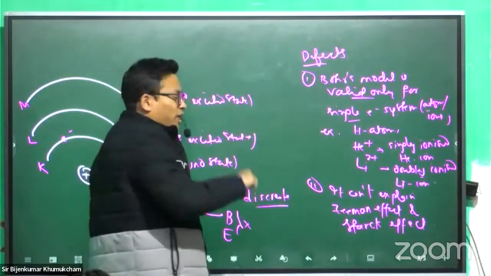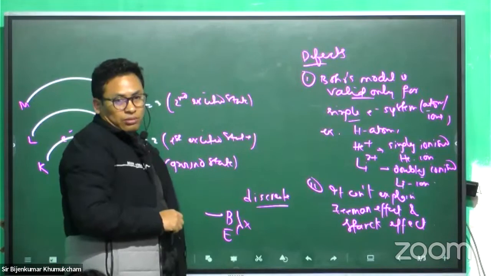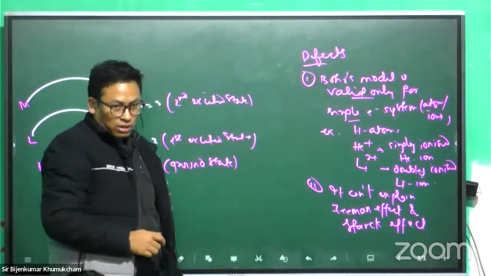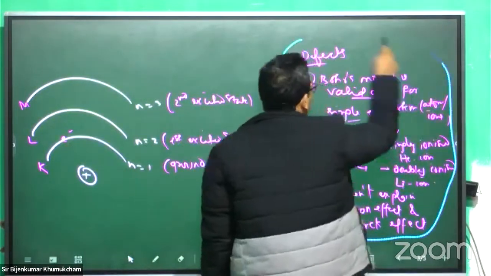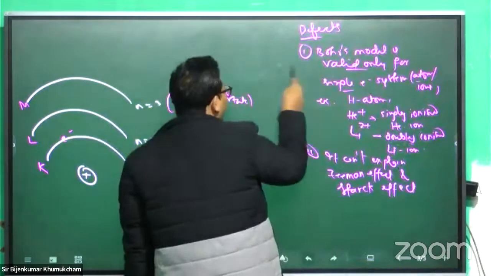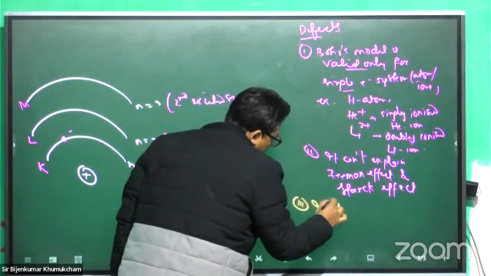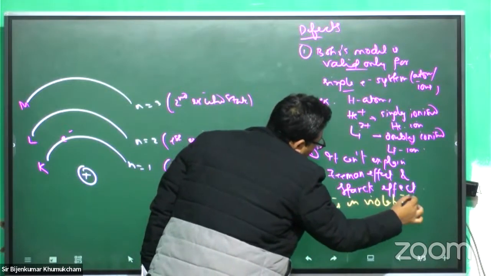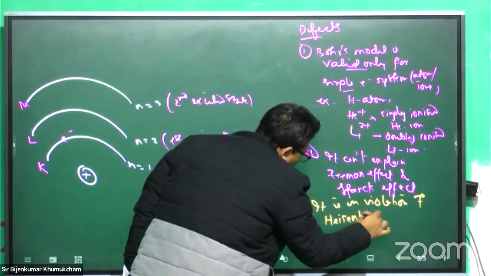By Bohr's model we can accurately predict the velocity and the position, which is in contrast to the Heisenberg uncertainty principle. It is in violation of the uncertainty principle.